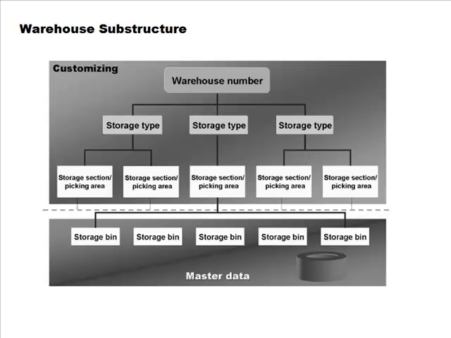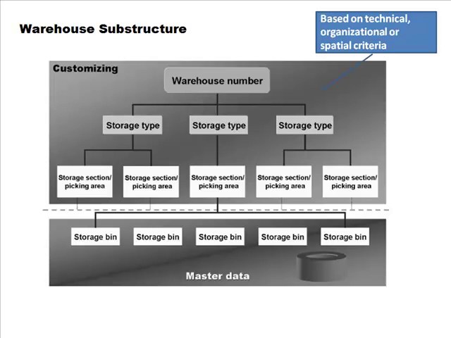What are picking areas again? Sorry. Picking areas are areas where, let's say you're picking items, right? You may want to pick the items and keep them in some area, and then put them all together and then take them out. Okay, some such area. You could think of it as sort of a staging area between picking and further operations. Okay, so how you break this up is based on your own technical, organizational, and spatial criteria. There's no hard and fast rule, but warehouse management experts will have something to say about that.